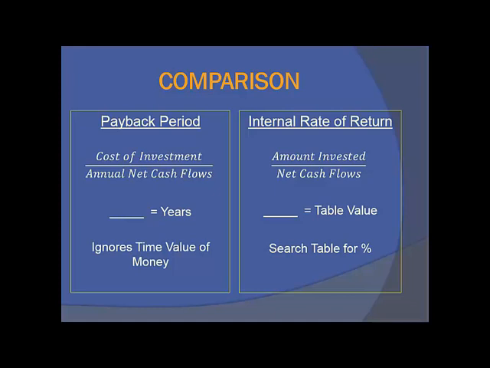So let's say the payback period ended up 2.3 years. To get the internal rate of return, take that 2.3, scan the time value of money tables, and you will come up with an approximate percentage for your internal rate of return.